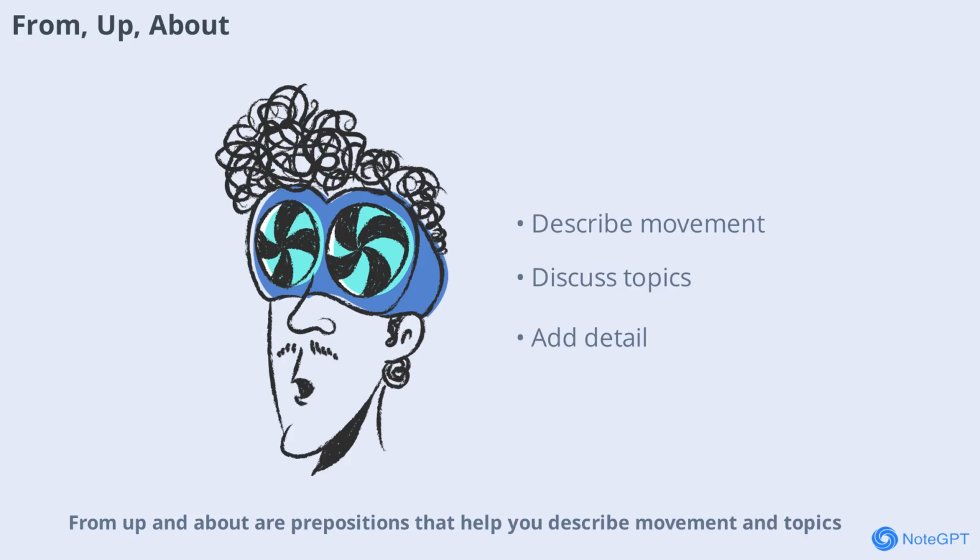From, up, and about are prepositions that help you describe movement and topics. For example, come from school, go up the stairs, or talk about sports. These words help you give more detail in your sentences.